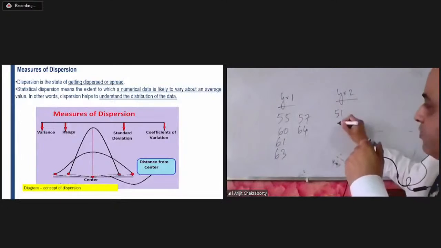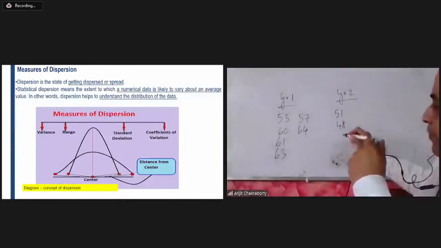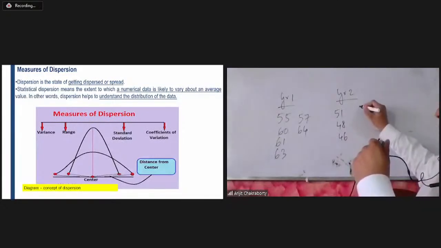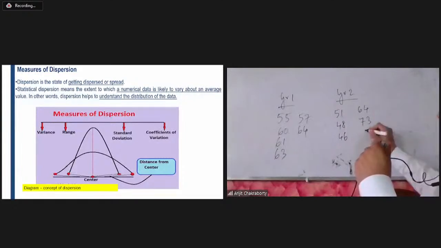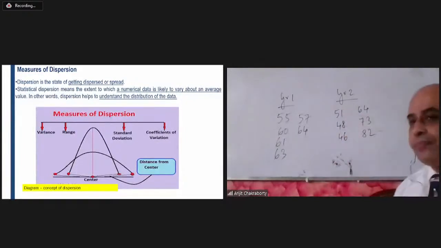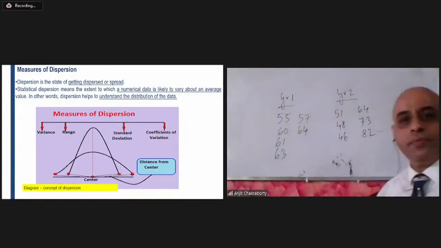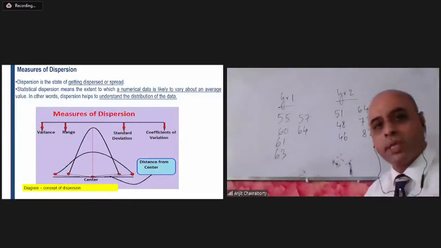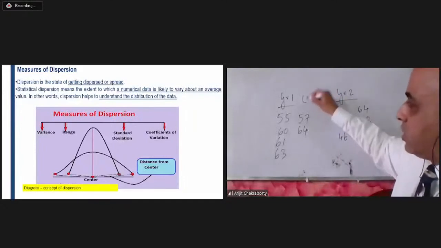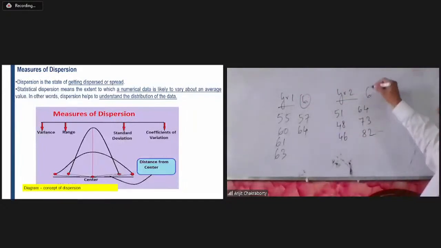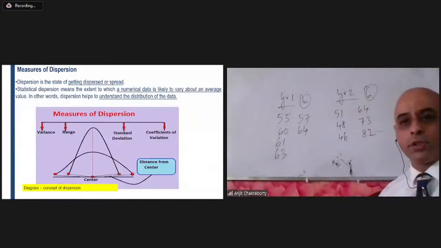51, 48, 46, 64, 73, 82. Please see carefully, group 1, group 2. It is the marks of 6 students. There are 6 students here and again 6 students here, in group 1 as well as group 2.